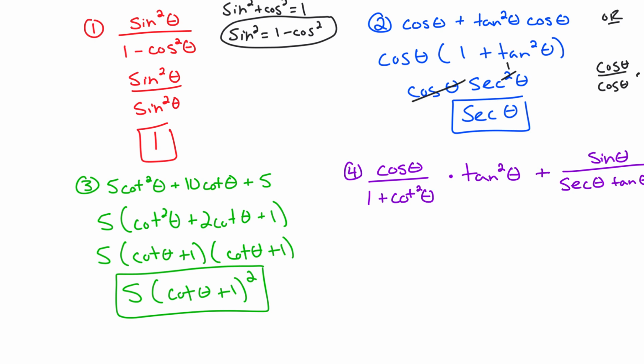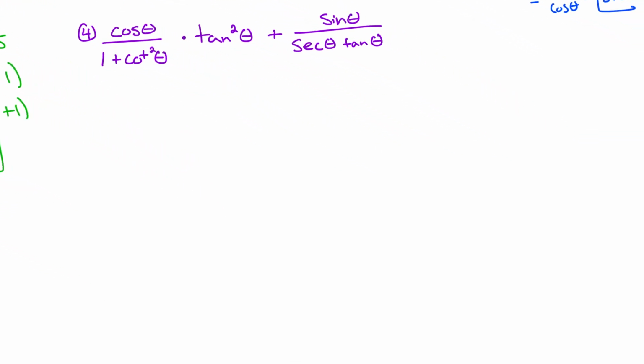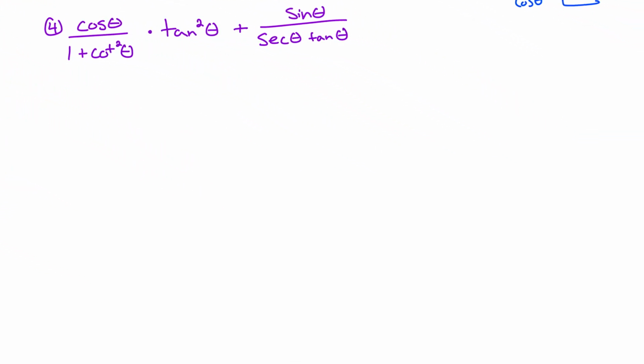Problem number 4 is not going to show up anywhere other than this lesson. It is a little bit of a doozy. I think we can handle it. First thing I notice is I have a 1 plus cotangent squared in the bottom of my very, very first term. I recognize that that is equal to cosecant squared. So I just turned that binomial into a monomial.